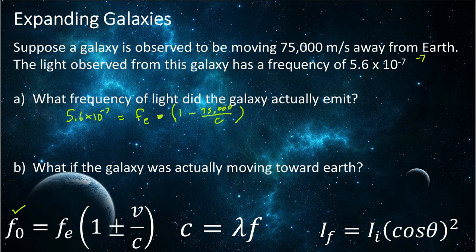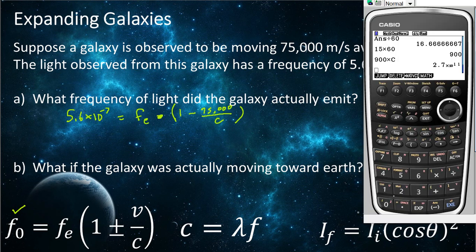Okay, so I'm going to do all of this quantity right here. So that's going to be 1 minus 75,000 divided by the speed of light. And this should give me a rather small number. Okay? Yeah, not much. Very close to 1. Now, we're going to have that number, and we're going to actually have to divide by that number. So I'm going to have this 5.6 times 10 to the negative 7th.